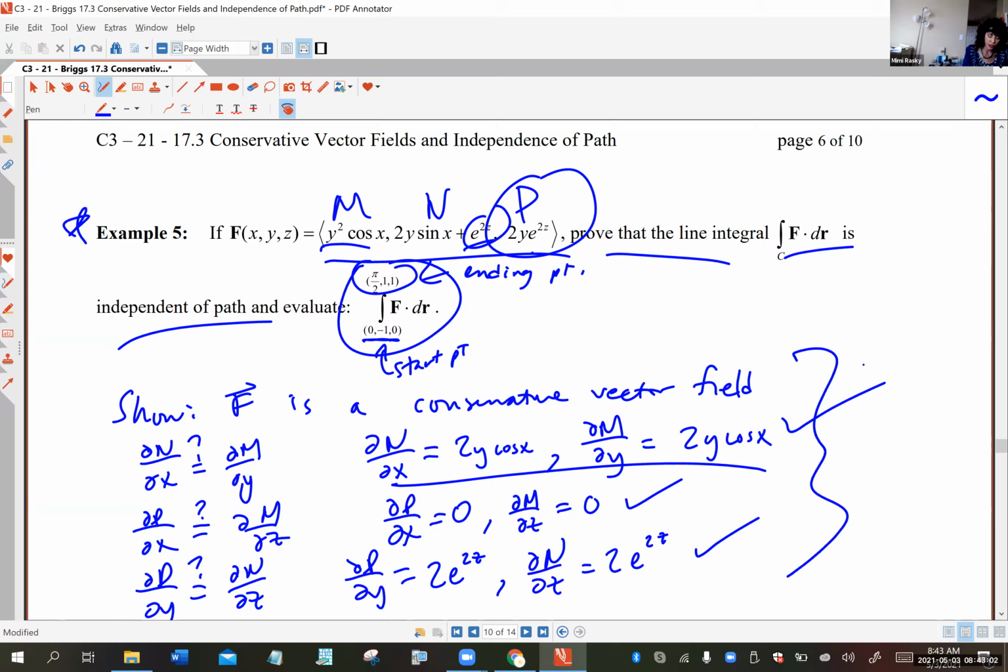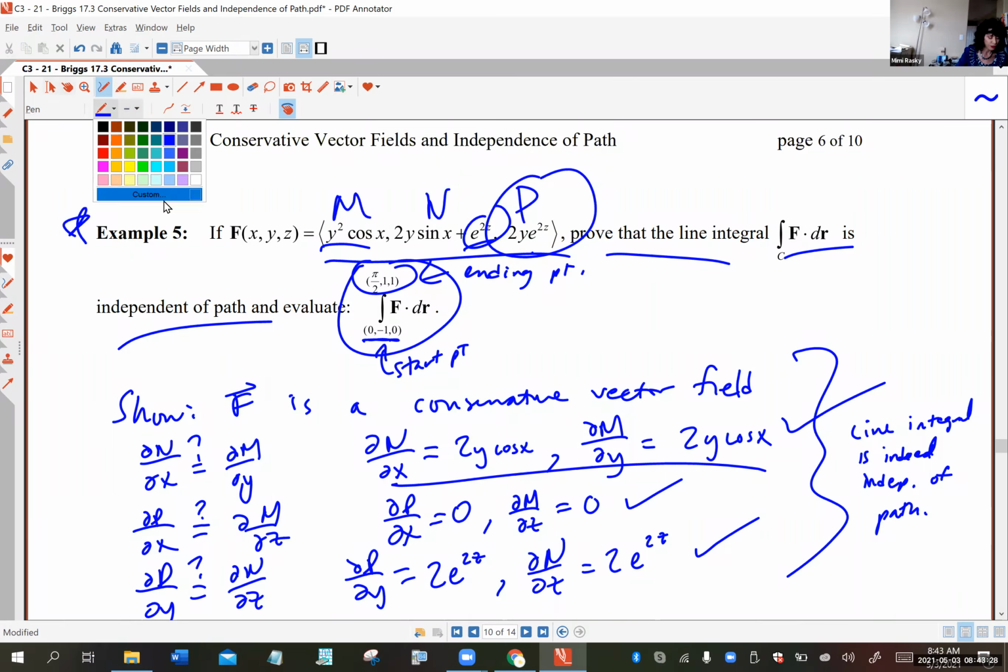So what have we shown? We have shown that the line integral is independent of path because the vector field is conservative. So we showed it. That line integral is indeed independent of path. So now what? Well, if we're going to evaluate this line integral between those starting and stopping points they gave us, we're going to need to go get the potential function. So that's what's up next.